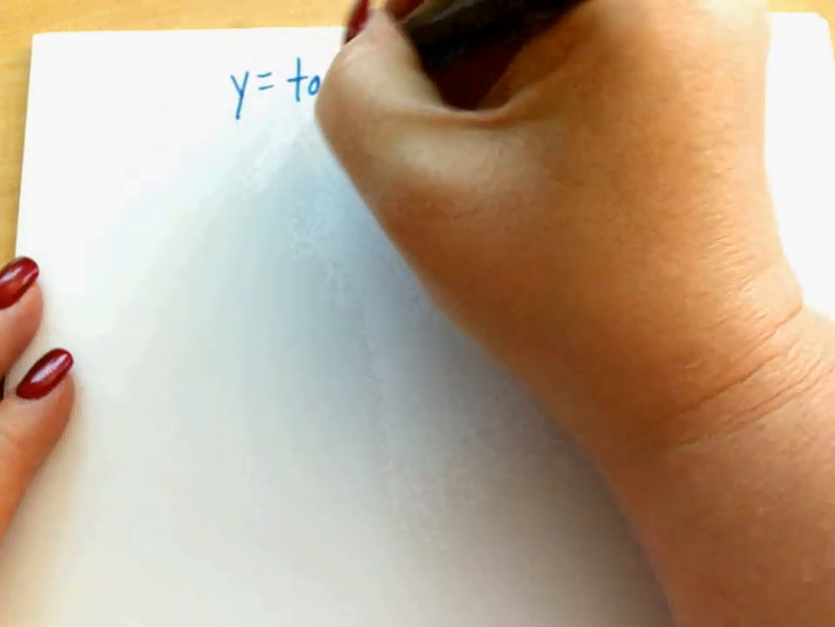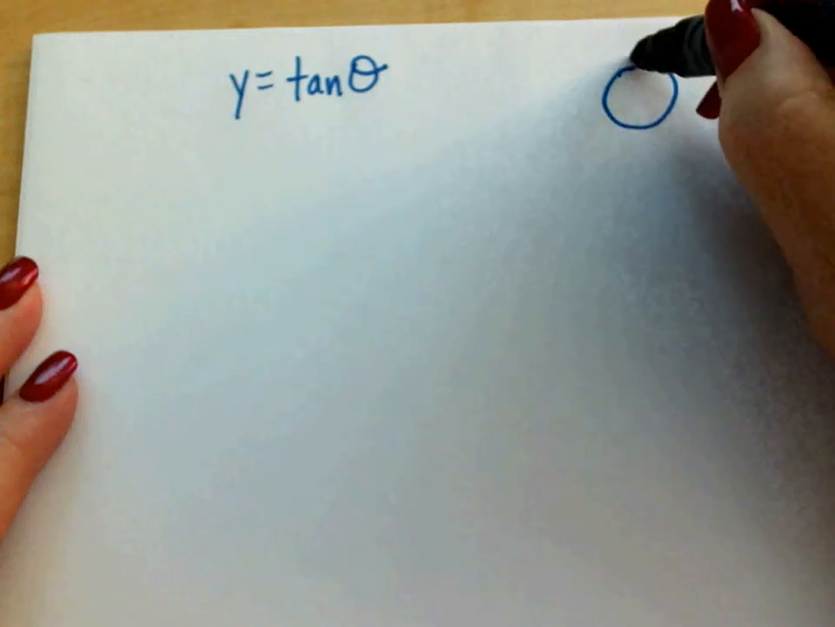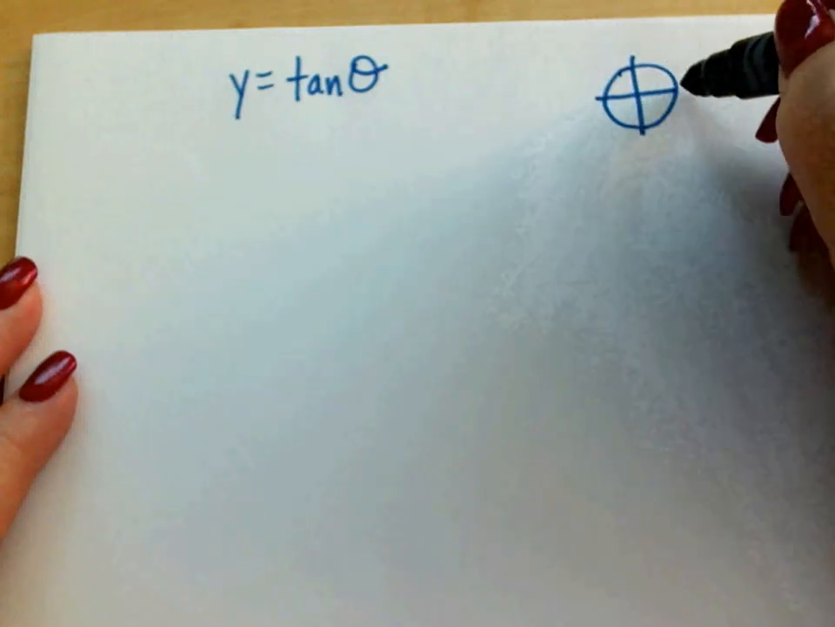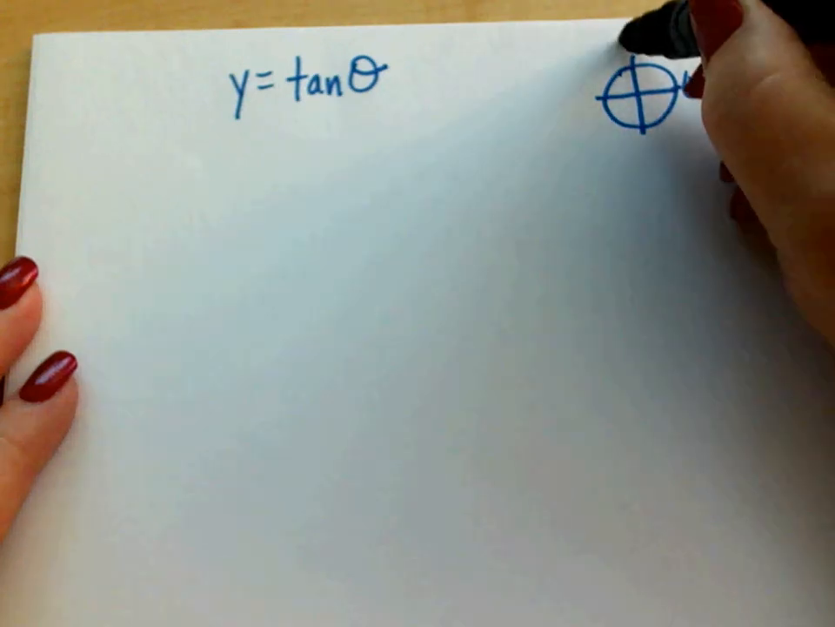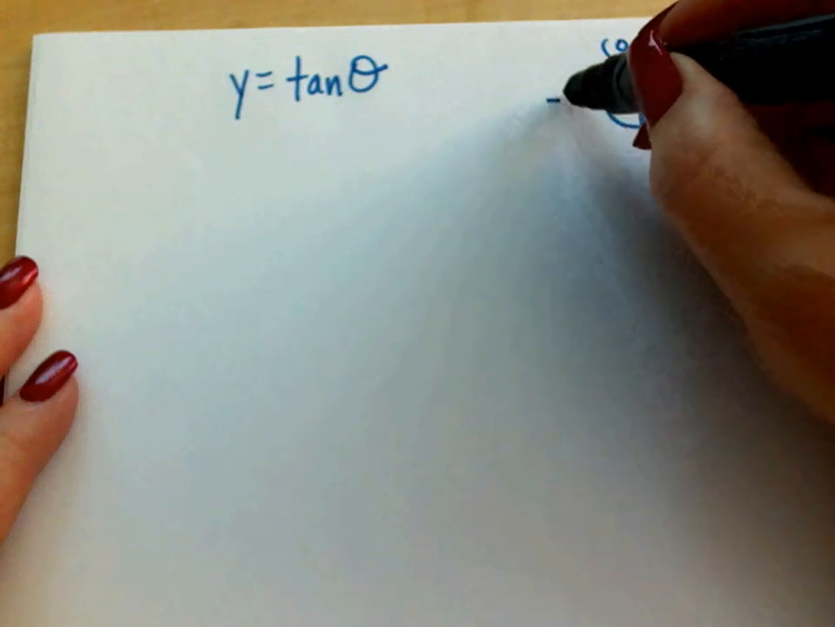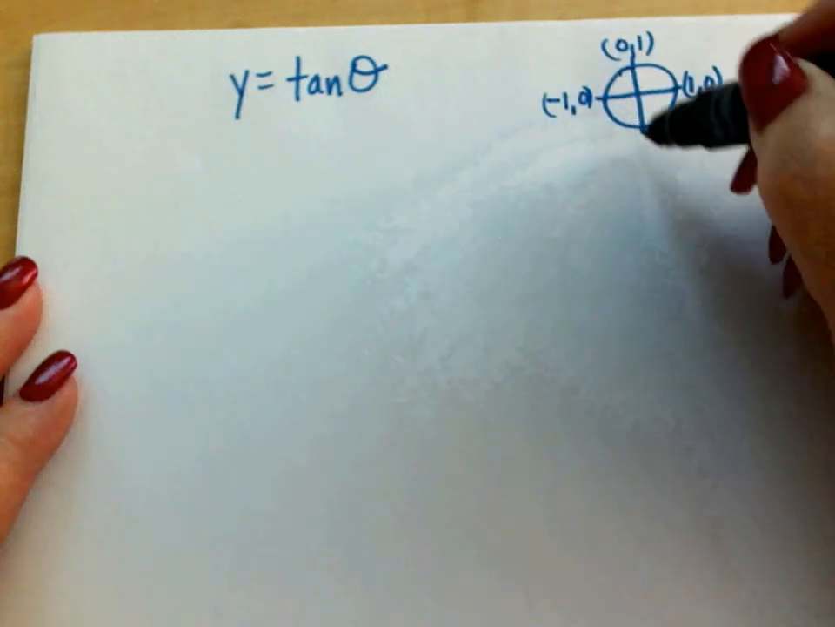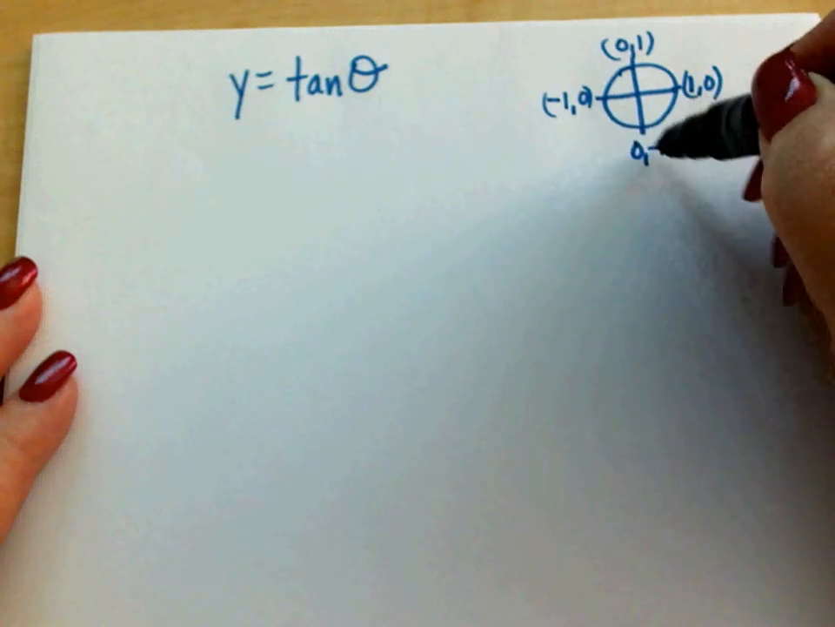Alright, this is y equals tangent of theta. When you consider tangent, think of your little unit circle. Right here at 0, the coordinate is (1, 0). At the top, it's (0, 1). To the left at 180 degrees, it's (-1, 0). And down here it's going to be (0, -1).